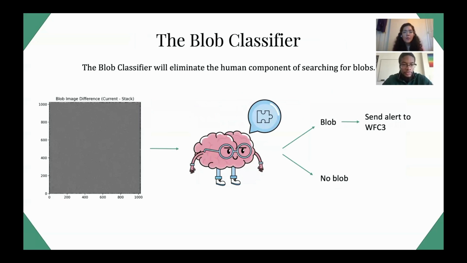So the theory is that we would take these blob difference images and feed them into the model. And the model's prior knowledge of what a blob looks like would allow it to determine whether or not there is a new blob located on the detector. If there's a new blob, it would automatically alert the Wide Field Camera routine. And if there's no new blob, it would continue the routine the next day.